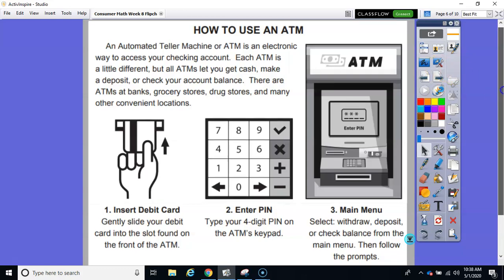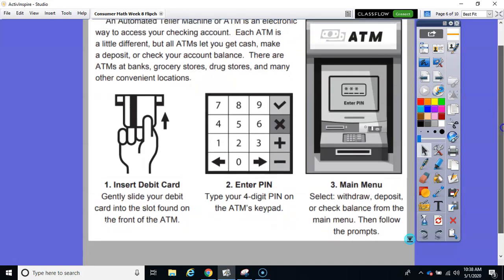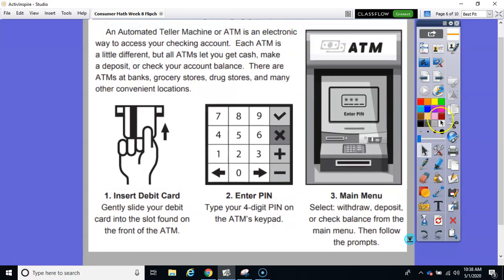The way you work an ATM: you insert your debit card, gently sliding it into the slot found on the ATM front. Enter your PIN number, that's the 4-digit code that you come up with on your own. Then you can select withdraw, deposit, or check balance from the main menu, and follow the prompts. It'll tell you how much to enter, like if you're withdrawing. And you can do multiple transactions in the same sitting as well.